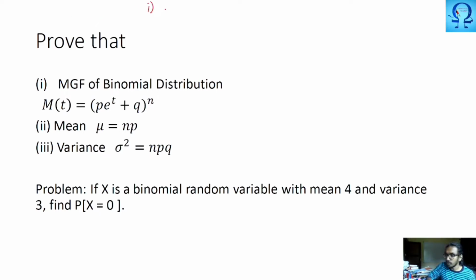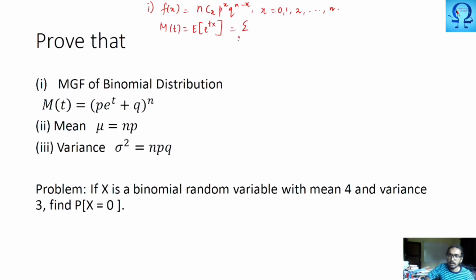Let me give you the idea about how to derive these things. So we know that the probability mass function is nCx p to the power x q to the power n minus x, and x is varying from 0 to n, isn't it? Right. Now, what is moment generating function? It is expectation of e to the power tx. So that is summation under all x, where x is varying from 0 to n, of e to the power tx nCx p to the power x q to the power n minus x.